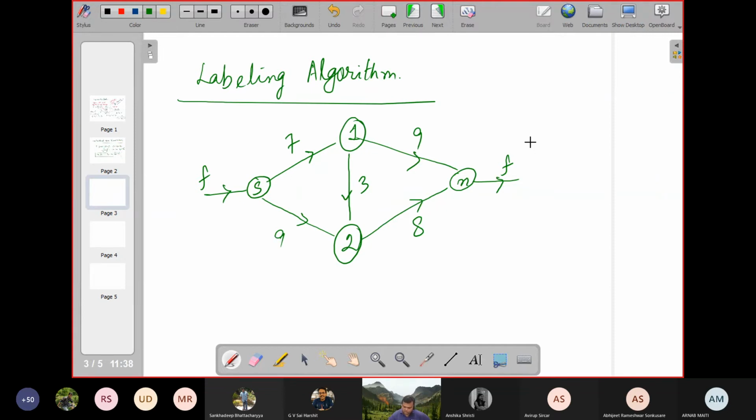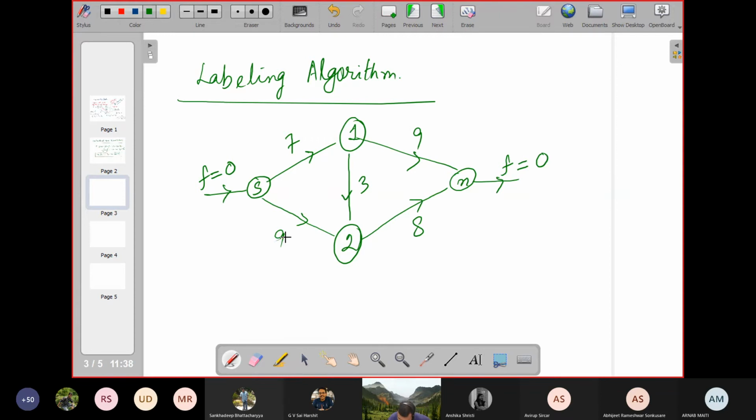Label the graph. First, you have to label the arcs. We do the labeling in this way. First we assume that zero flow is going, F equal to 0 initially. Initial basic feasible solution, 0 origin, F equal to 0.